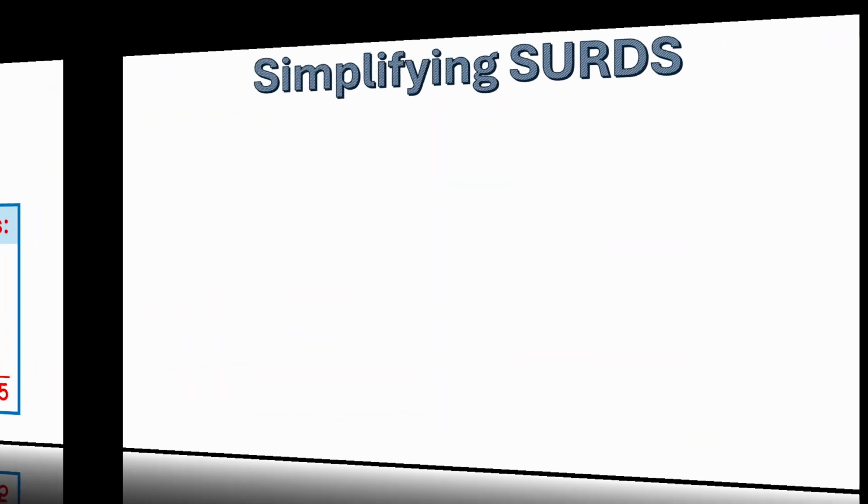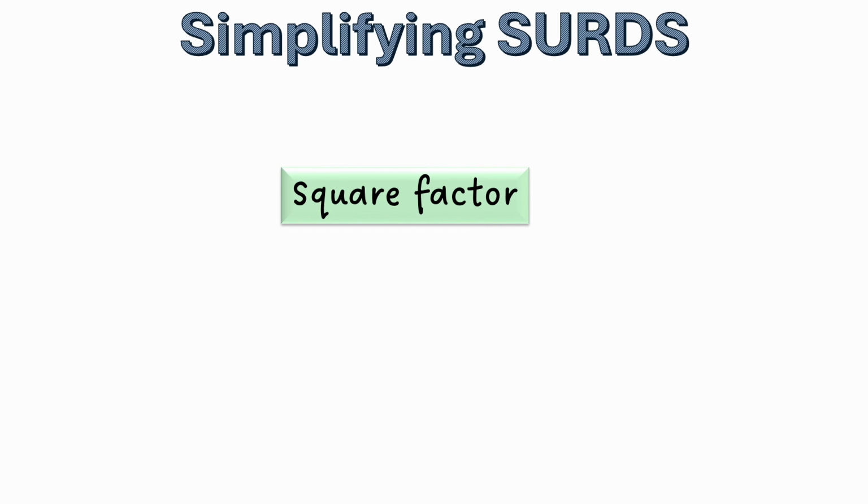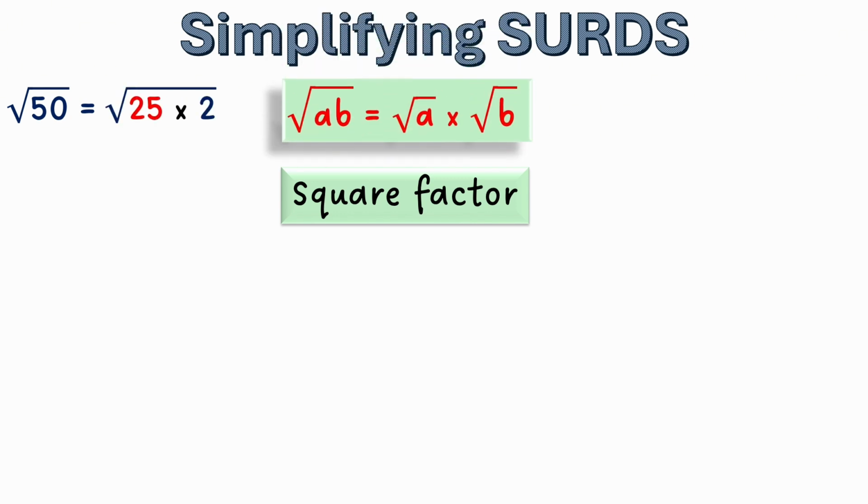Some surds can be simplified by spotting square factors. Let's try and simplify square root of 50. Look for a square factor in 50. The square factor of 50 is 25. So we can write square root of 50 as square root of 25 multiplied by 2, which can then be split into square root of 25 and square root of 2. Square root of 25 is 5, so the simplified answer is 5 square root 2.